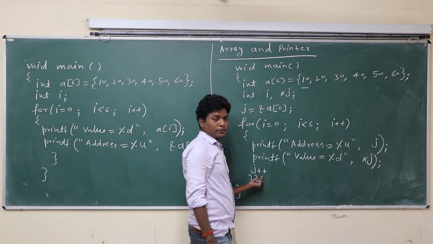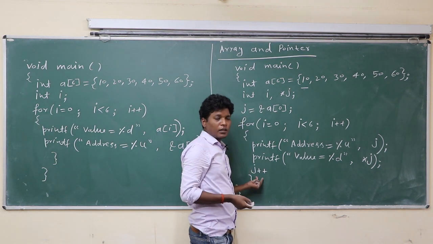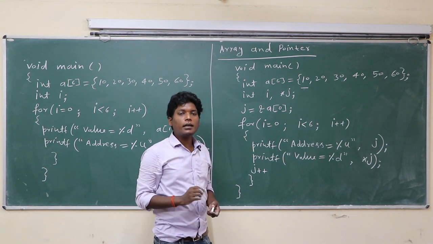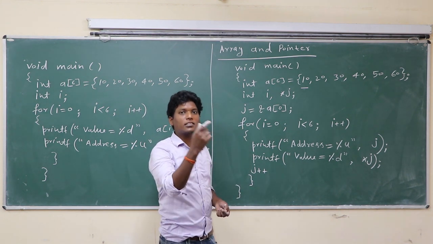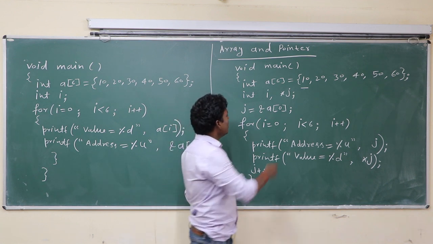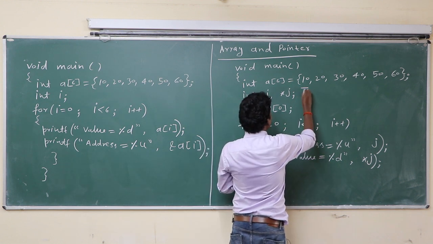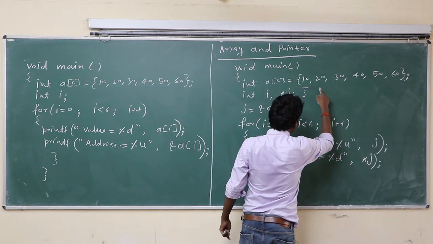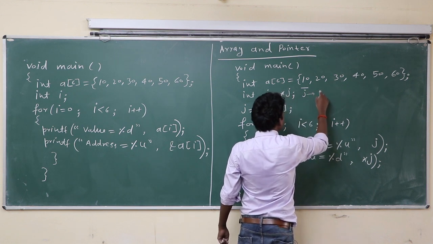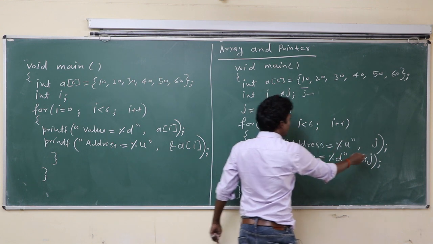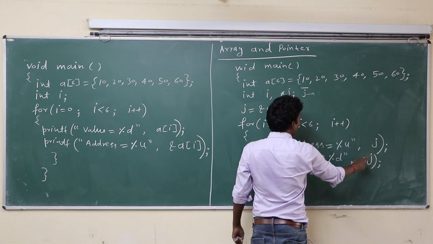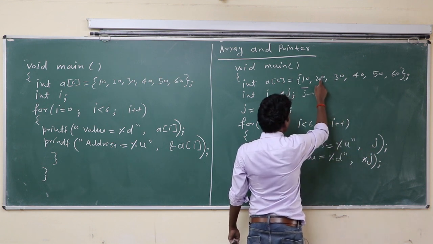Here j plus plus, j is incremented. j is a pointer. When you increment a pointer, it points to the next location of its type. When you increment j, j points to the next location of the same type. So j will be here. When j is printed, this address will be printed. The address from here is printed here, and asterisk of j gives 20.